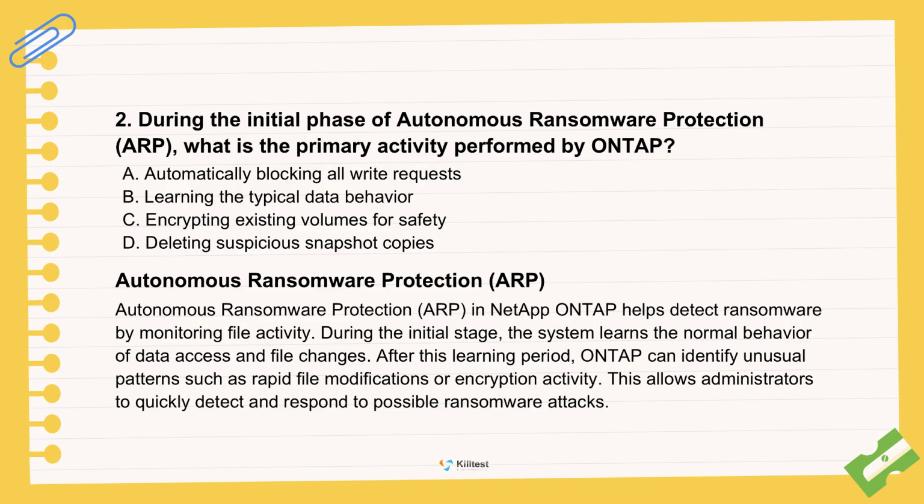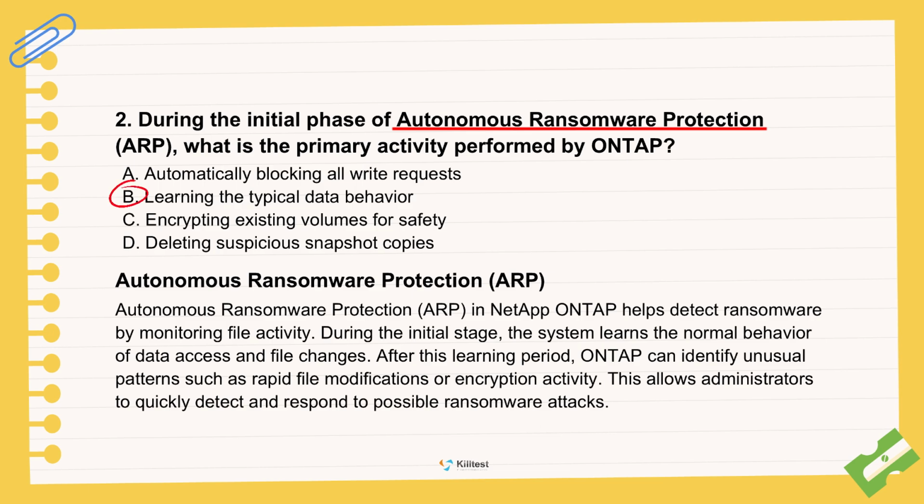If I'm an IT director and I deploy ONTAP's Autonomous Ransomware Protection, ARP, my instinct is that I want this system to be hyper-aggressive from second one. Right. You want it to just lock everything down. Yeah. Like if it's under attack, shouldn't it just automatically block all unknown write requests or immediately encrypt all my existing volumes for safety? Why is the answer learning the typical data behavior?